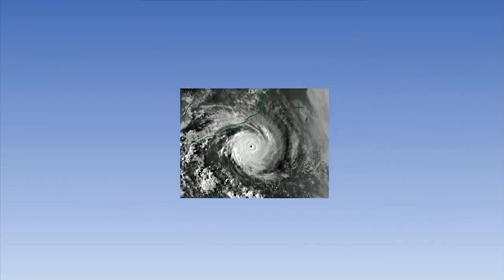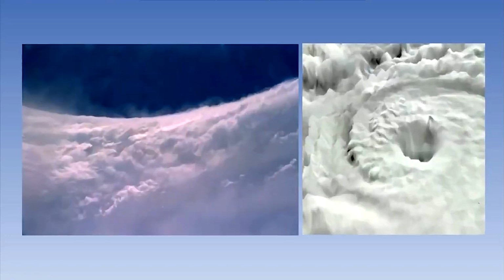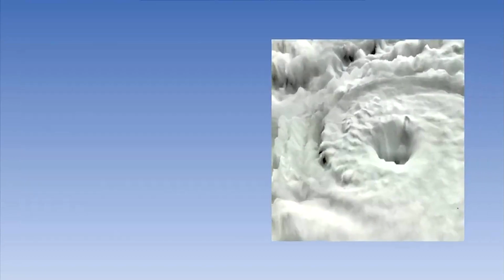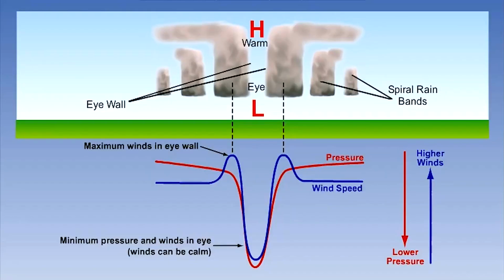There are several distinctive features of the tropical revolving storm. The eye and the wall are two important ones. The eye, found at the center of the storm, has a typical diameter of 20 to 50 kilometers. And its tightening is a sign that the storm is intensifying. The eye itself may be cloudless with light winds. And it's here that we find the lowest readings of atmospheric pressure.